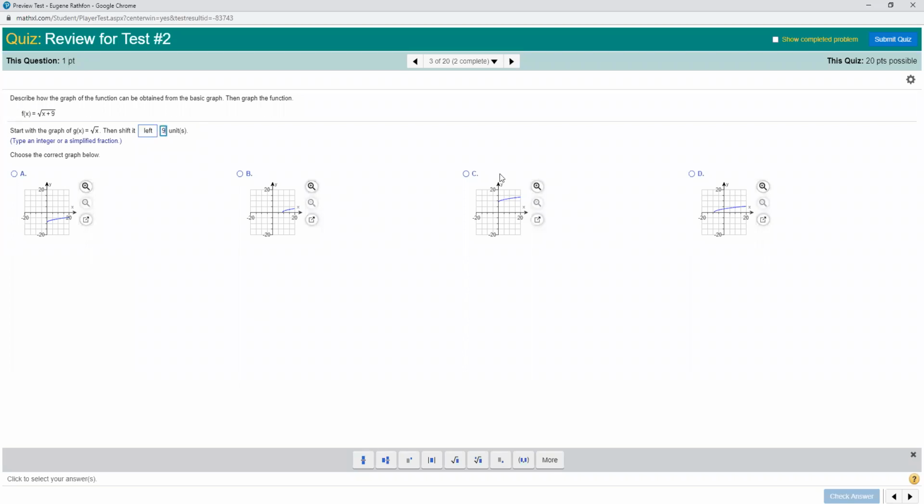Now you got to figure out which one of these moved left. Now remember, all these graphs, these basic graphs always started in the middle. So find the one that looks like it went left from the middle. So this first one went down, that went right, this one went up. And if you notice, D did go to the left. So I'm going to click D, and then we're going to move on.